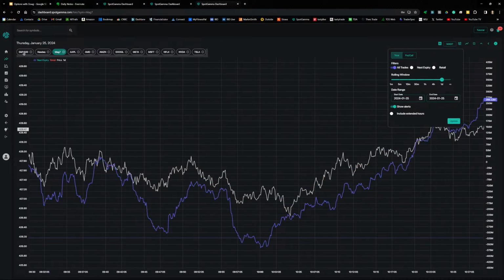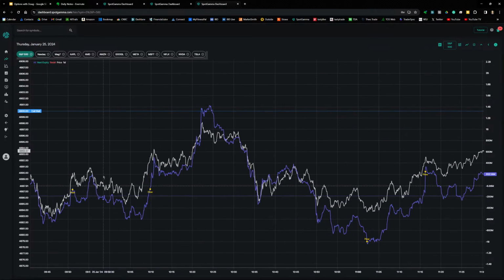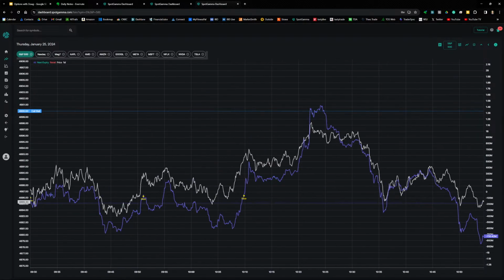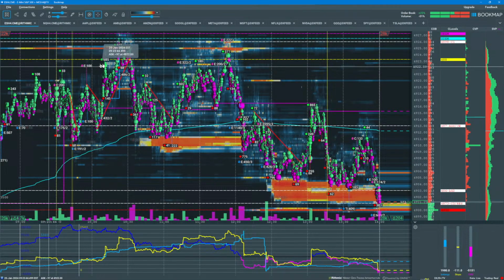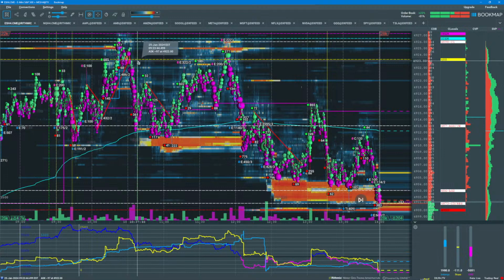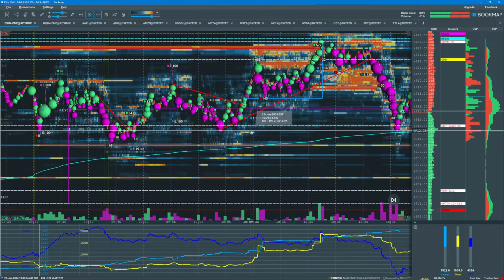All right, let's go back to the S&P 500. Zoom in again. All right, let's go take a look at Bookmap now. Zoom in on the morning session. Give me just a moment to rearrange the screen.